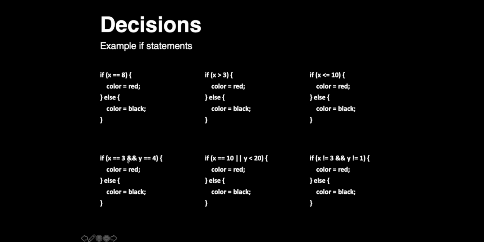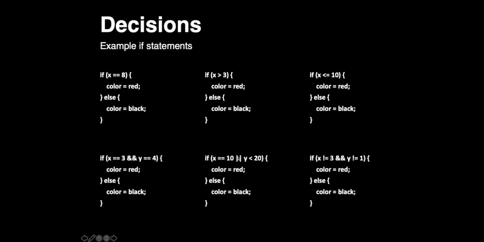So here it gets a little bit more complicated. We have ands. So if x equals 3 and y equals 4, then it'll be red, else black. So if x is 3 and y is 5, then that's false because both aren't correct, so it's going to be black. If x is 3 and y is 4, then it is true, so it's going to be red. So they both have to be correct. They both have to be true when you're using an and.